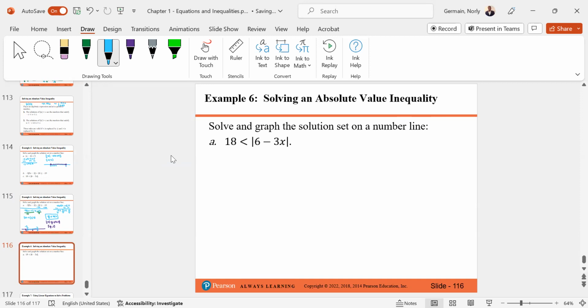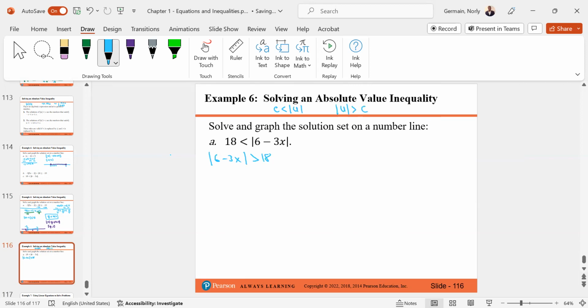We begin by expressing the inequality with the absolute value on the left side, okay? So remember, absolute value must be on the left side. So that means we can rewrite it as the absolute value of 6 minus 3x greater than 18, okay? If we have C less than the absolute value of U, that means the same thing as the absolute value of U greater than C.